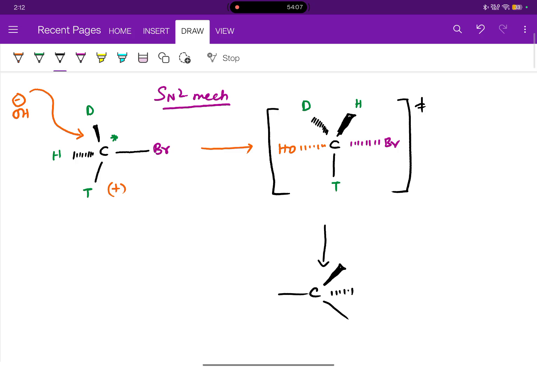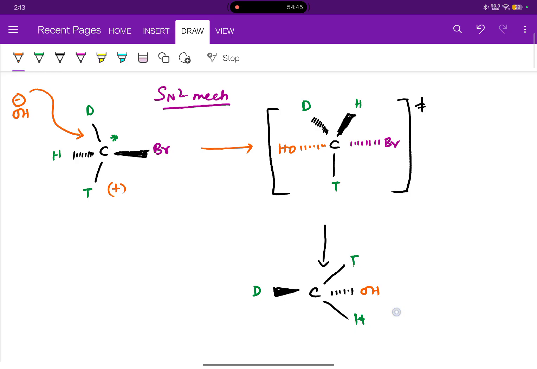Bromine is on the plane. We can draw it like this so that it makes more sense. Here OH is behind the plane. So the bromide that was above the plane leaves, and OH attacking from the opposite side ends up below. Am I right? Yes sir. And in the D, H, T the groups just spread out, that's all. So now this is plus.